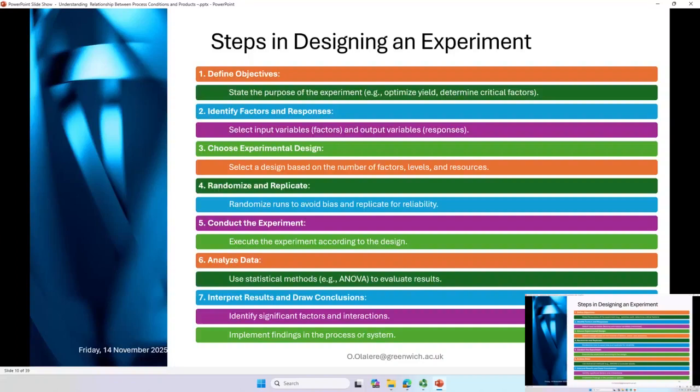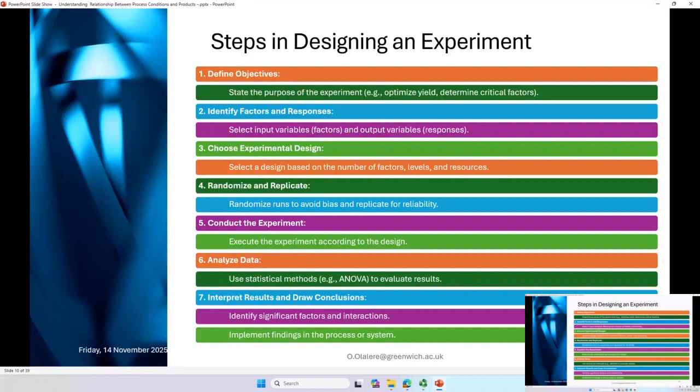And the next one is to choose the experimental design. Do you want to use the Taguchi method? Do you want to use response surface methodology? If you want to use the Taguchi method, maybe the reason is because you want to arrive at the optimal condition at a faster rate. Or maybe you are dealing with costly materials and you don't want to spend more materials to determine the optimal condition.